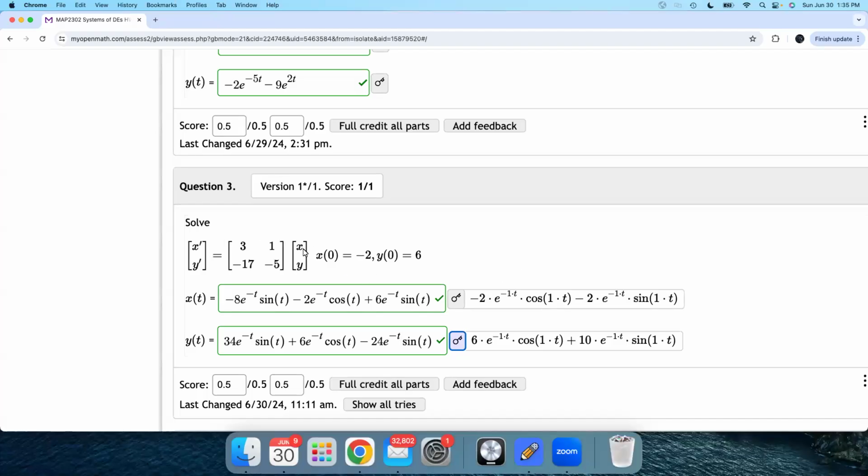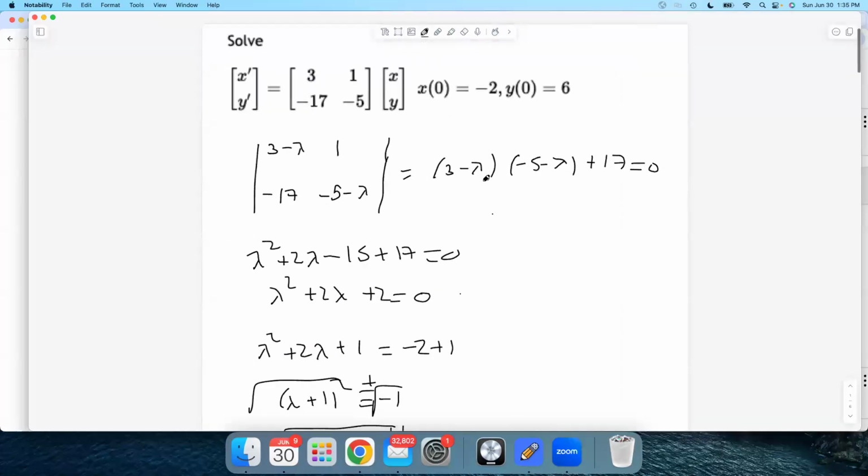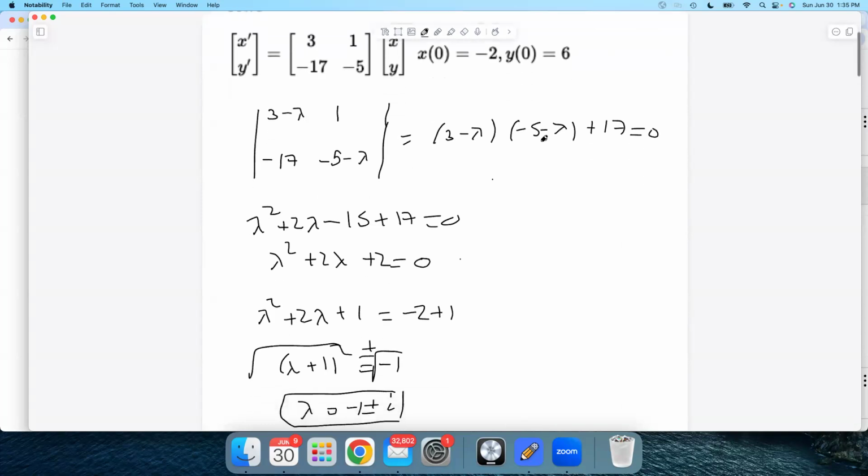Okay, this particular problem is kind of challenging. We've got complex eigenvalues, so I wanted to walk through a complete solution. We set up our determinant just like usual: the determinant of A minus lambda I equals 0.